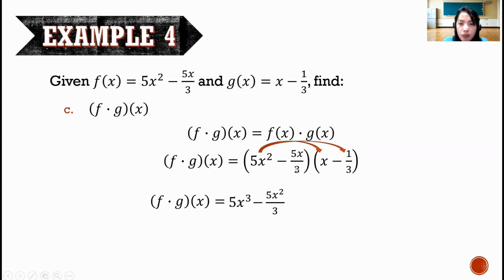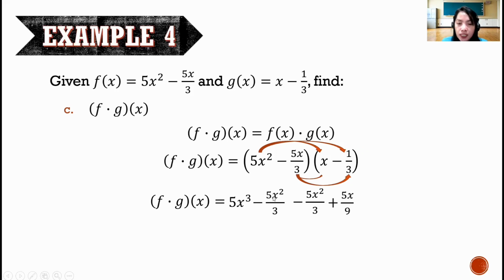Next is to multiply this to x. That is, ang denominator ng x ay 1. So, uunahin natin numerator to numerator. That is 5x times x. That is 5x squared. And then, ang denominator ng x ay 1. So, 3 times 1, we have 3. Next is the second terms. We're going to multiply those two. Negative 5x times negative 1, that is positive 5x. 3 times 3, we have 9.